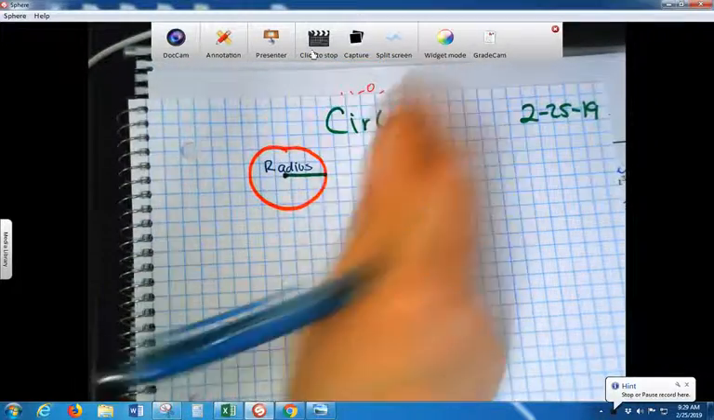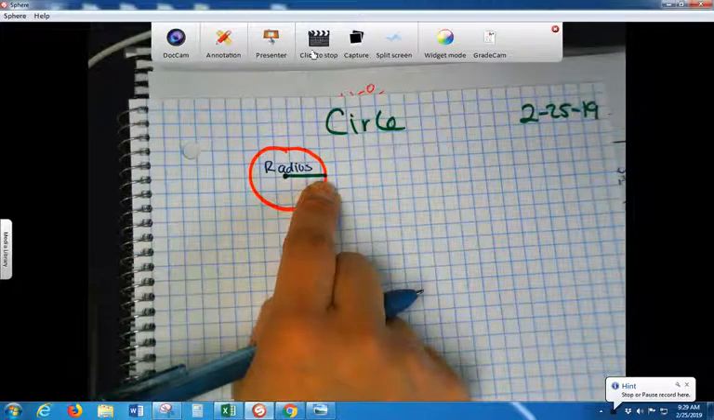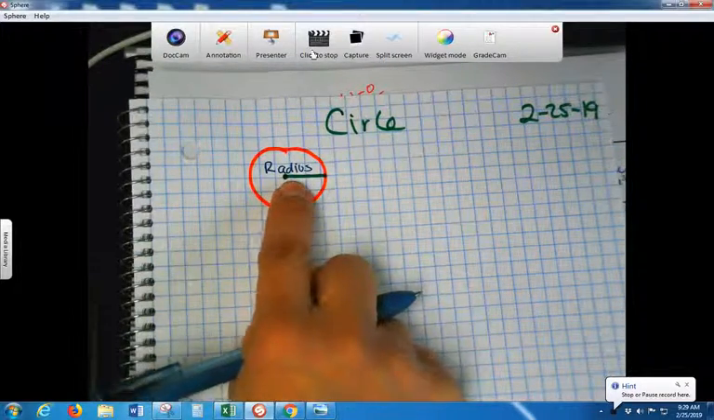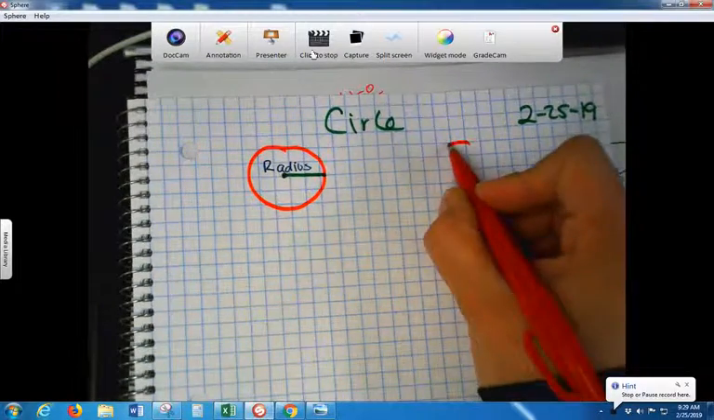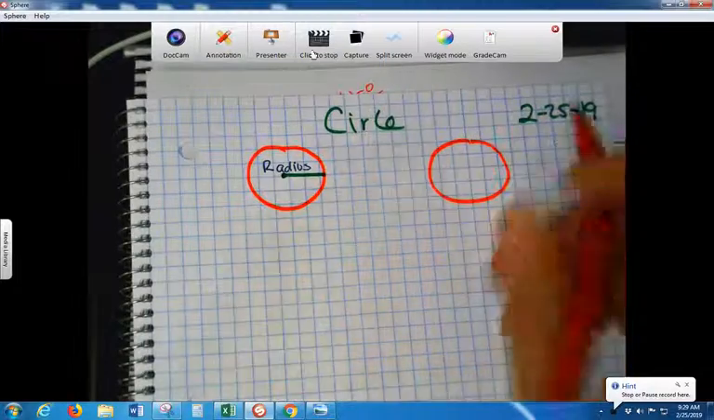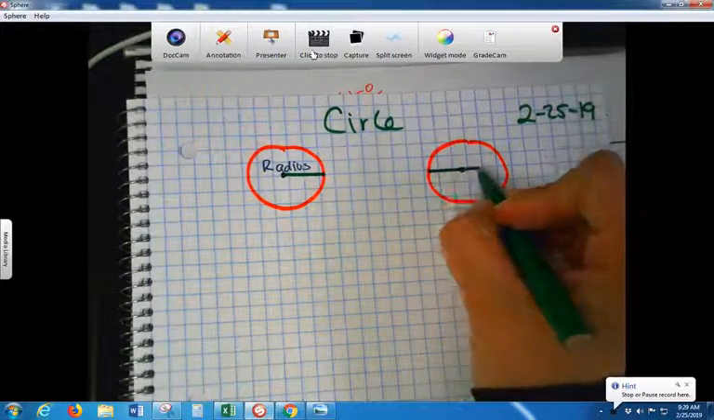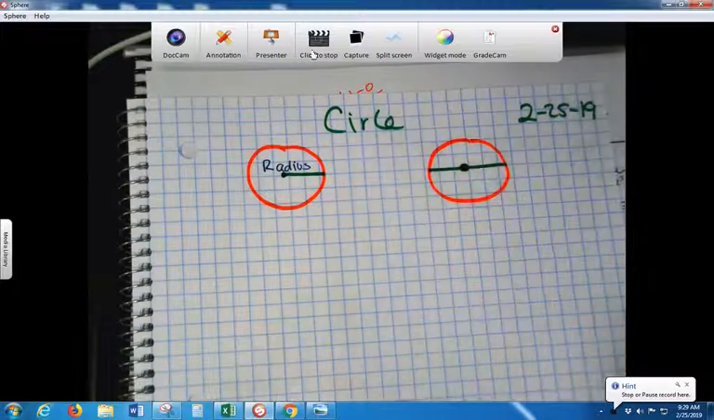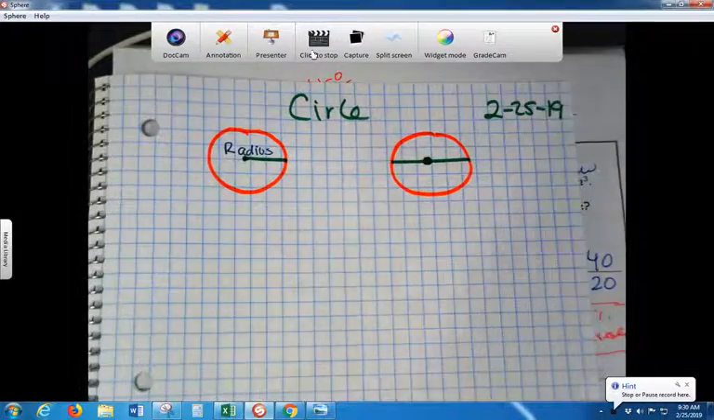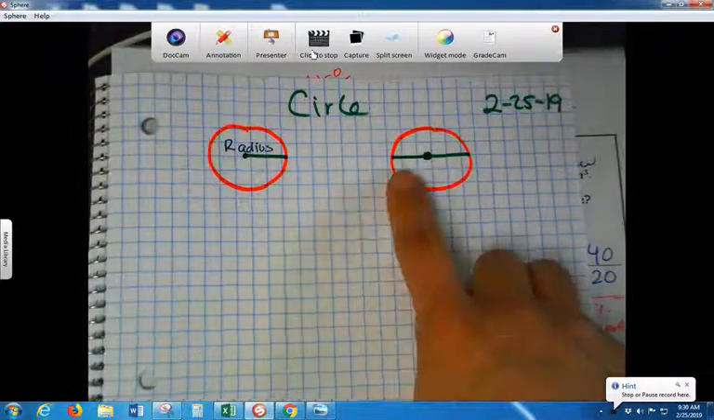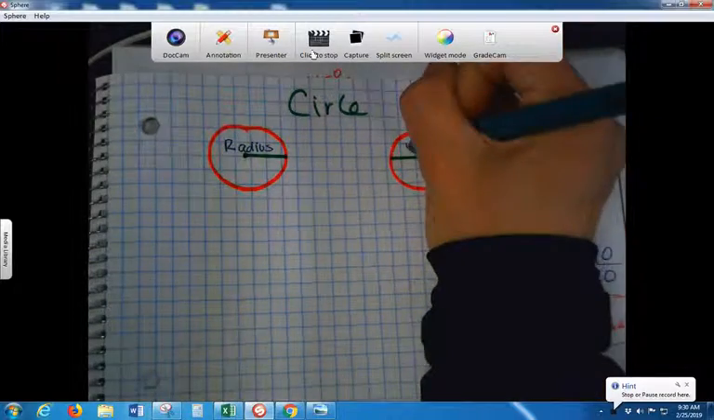So when you see this part of the circle, this is called the radius. When it goes from the center of the circle out, it's called the radius. Now, draw another circle next to it, and this time a dot in the middle with a line going through the middle dot, all the way from one side to the other side. This part of the circle is called a diameter.